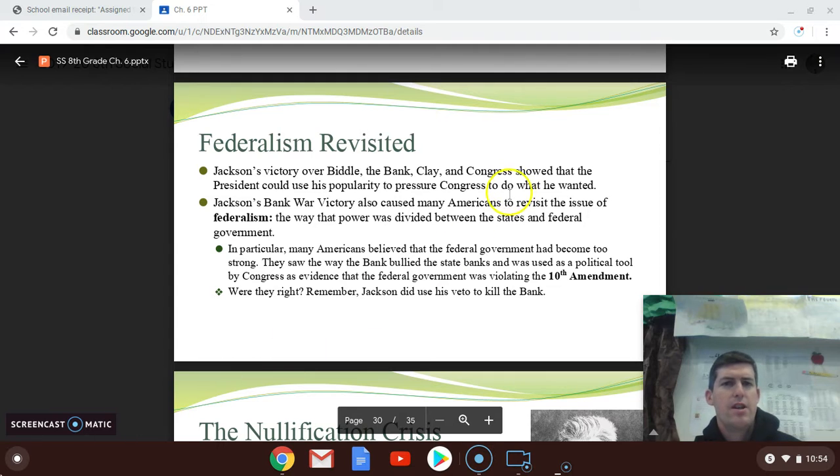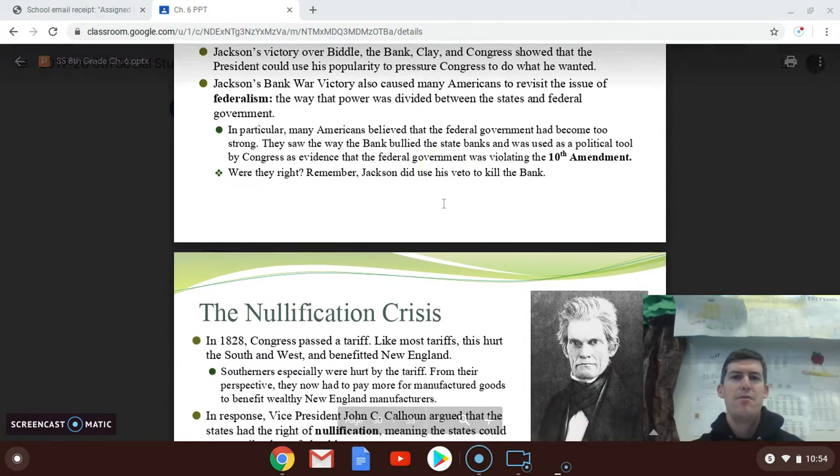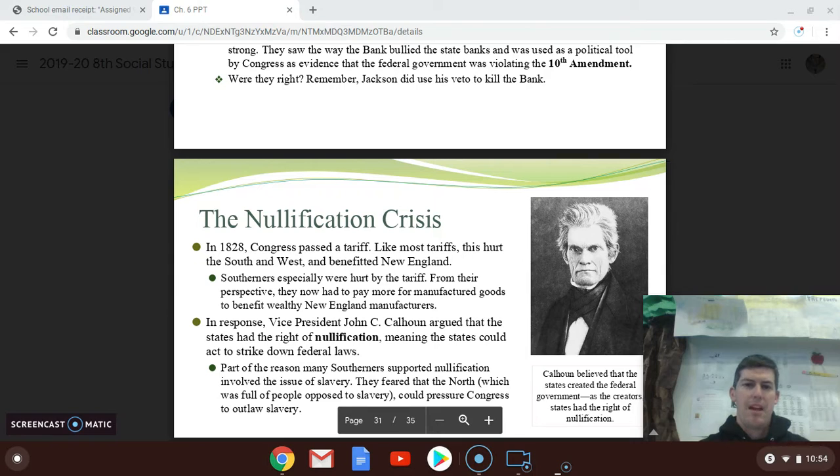So the question of the significance of the national bank and Andrew Jackson's perspective on it is not up in the air. However, his perspective on federalism gets a little more complicated with the Nullification Crisis. So if you just looked at the bank war, you would think Andrew Jackson is a big supporter of states' rights. However, when we get to the Nullification Crisis, Andrew Jackson appears to be more of a supporter of federal rights.